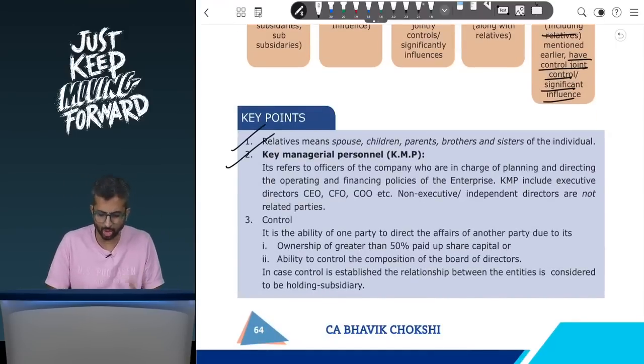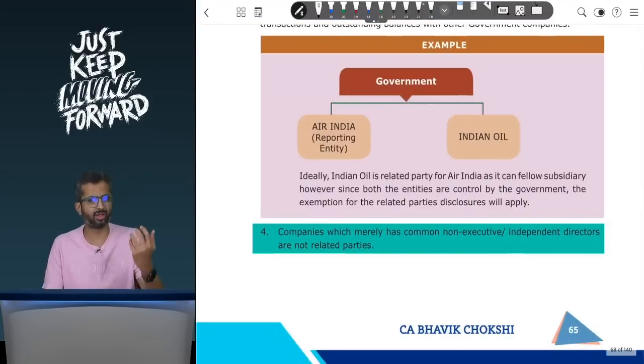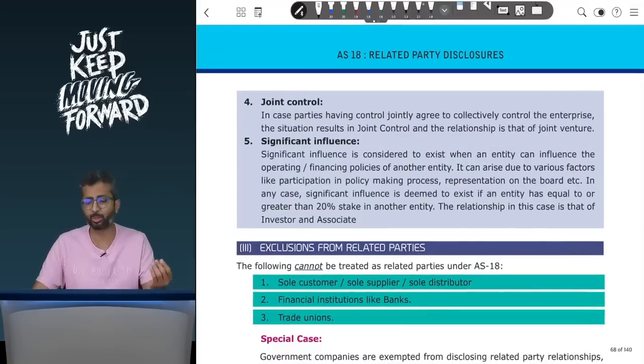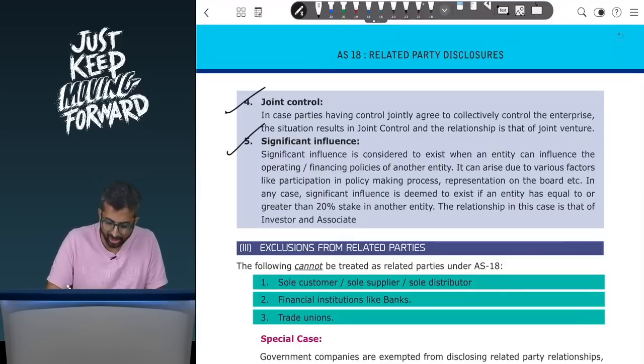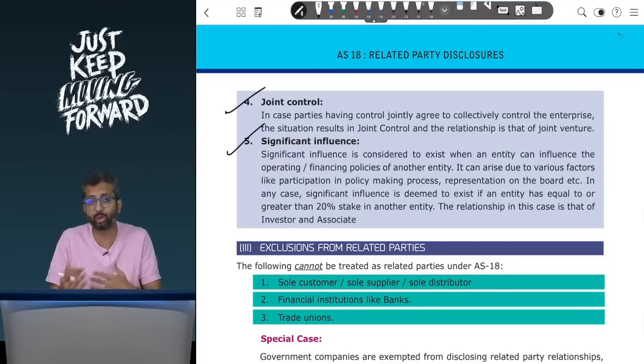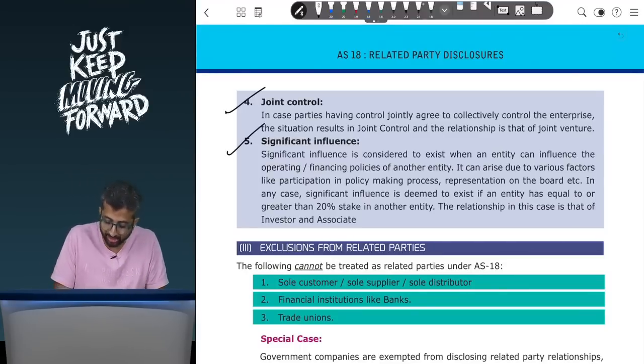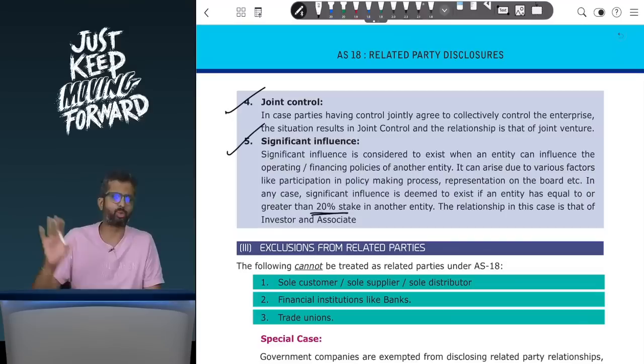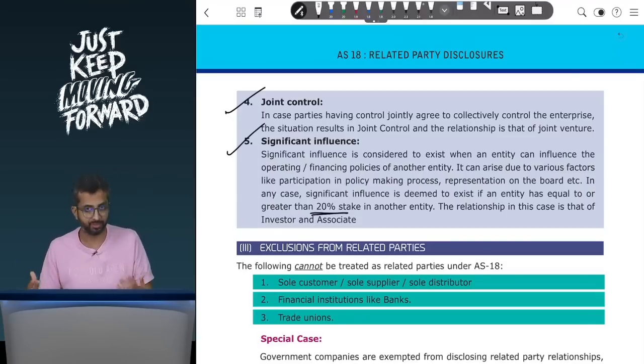Key managerial personnel, as we said, are usually function heads, CEO, COO, CFO, etc. Control arises from having a greater than 50% equity stake or having control over the composition of the board. Joint control is like a joint venture, and significant influence usually arises if you can participate in the financing or operating policies. We will study this separately in AS 23, where you usually have a greater than or equal to 20% stake, but not more than 50% stake, in which case you have significant influence.